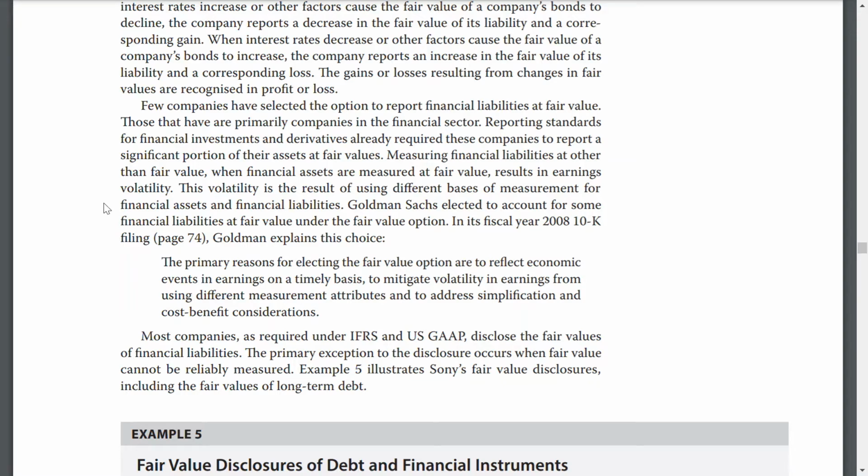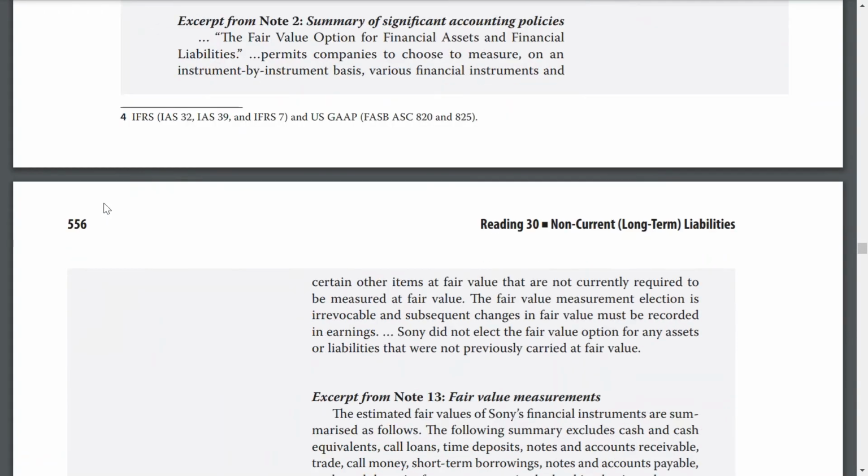Goldman explains this choice, but you don't really have to know that. It's just nice to know.